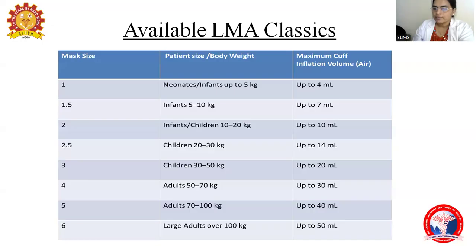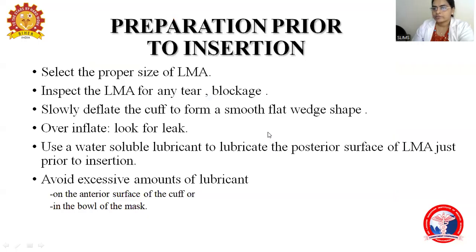And mask size 3 is for children weighing less than 50 kgs, and the volume of inflation will be around 20 ml. Whereas mask size 4 is for adults weighing around 50 to 70 kgs, and the volume is 30 ml. Mask size 5 is for adults of 70 to 100 kgs. Inflation volume will be 40 ml. Mask size 6 is for larger adults weighing more than 100 kgs, and the inflation volume goes to 50 ml.